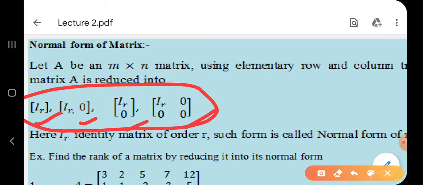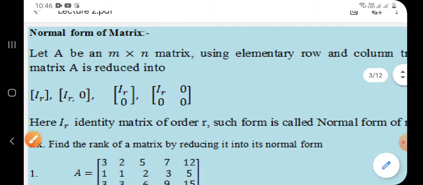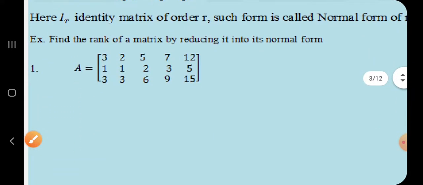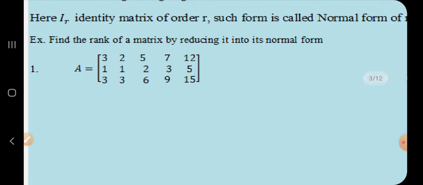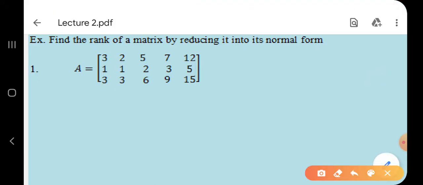Means how are you going to write the definition? Let A be an m by n matrix. Using elementary row or column transformations, we reduce matrix A into Ir, Ir 0, Ir 0, Ir 0 0 0, where Ir is the identity matrix of order r, that is the rank of the matrix, and such a form is called the normal form of the matrix, right? We just take one example for understanding purpose here. Find the rank of the matrix by reducing it into normal form, right? If possible in this space, it's okay, otherwise we will solve it separately, no problem.